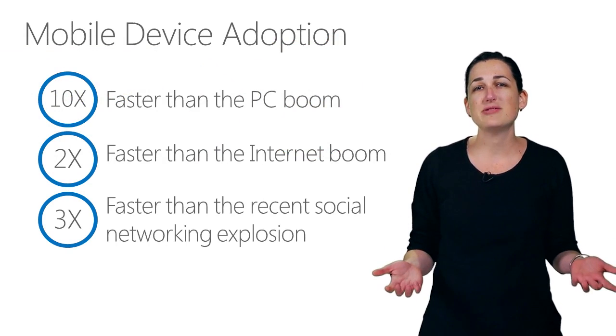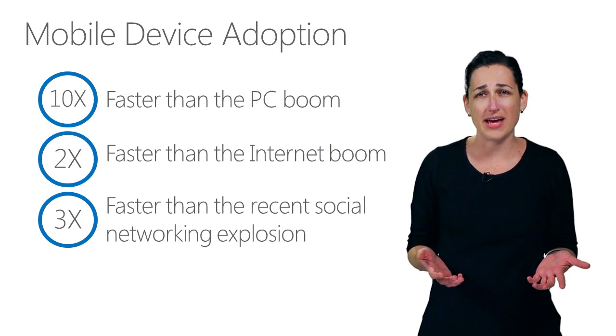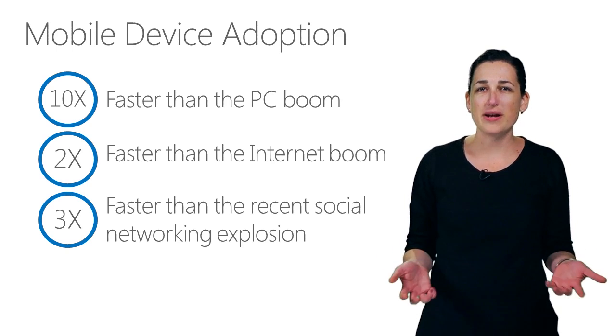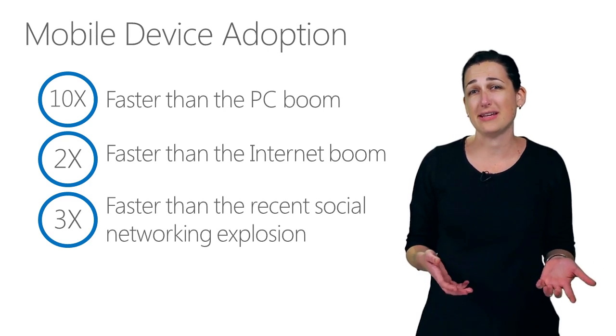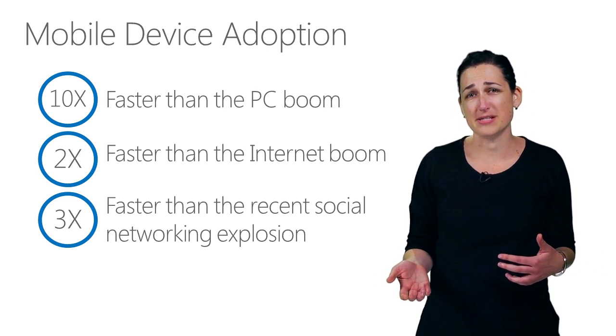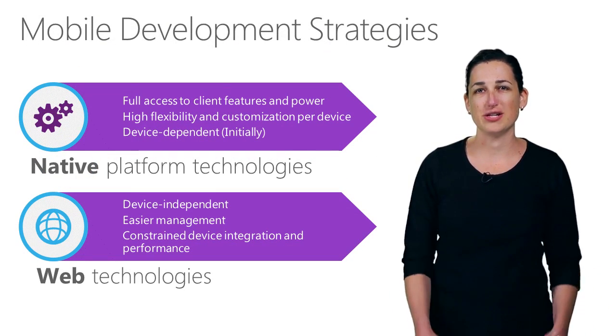The pace of smartphone adoption is like nothing we've seen before. It's happening 10 times faster than the PC boom of the 80s, 2 times faster than the internet boom of the 90s, and 3 times faster than the recent social networking explosion. In 2015, the mobile internet will overtake the desktop internet, and 90% of enterprises will have 2 or more platforms to support.